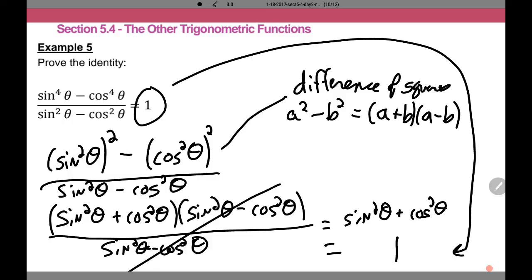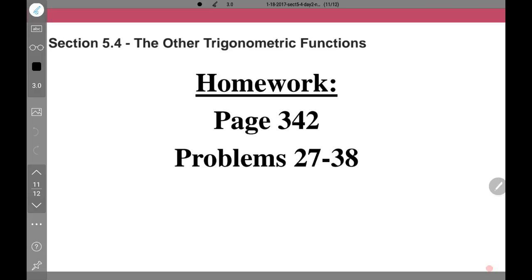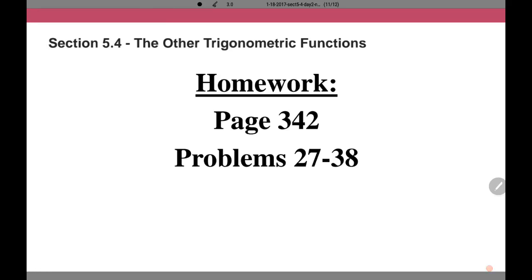So again, as you're working on these, just keep some identities in mind. Remember our little formula sheet. That will help a lot. Alright, but as you're working on your problems, keep those in mind. Ask questions if you need help.